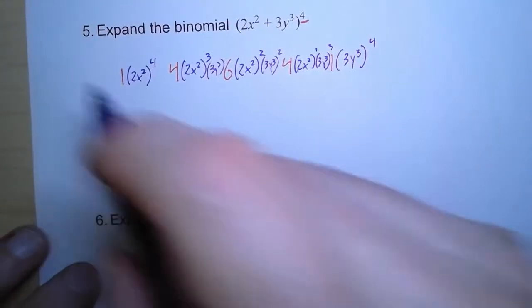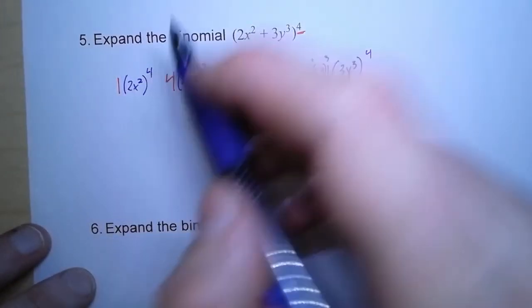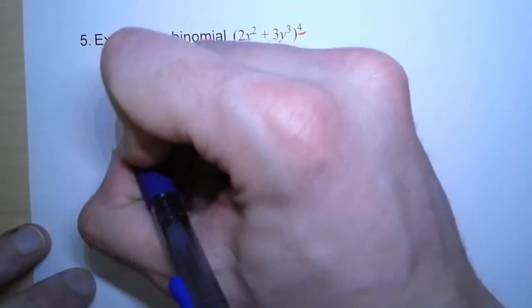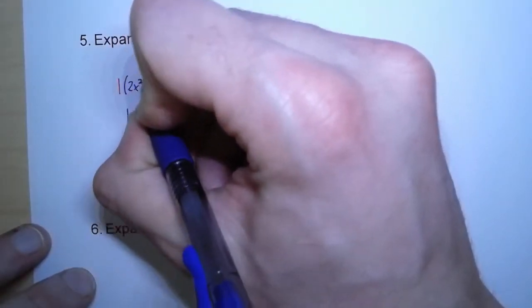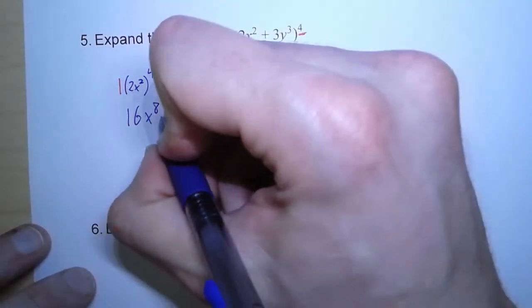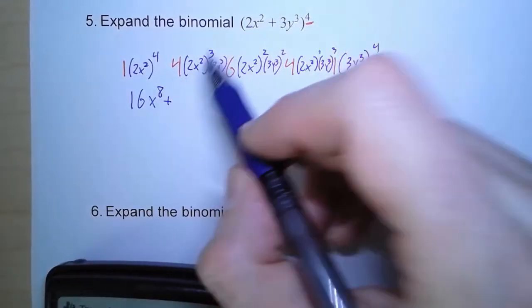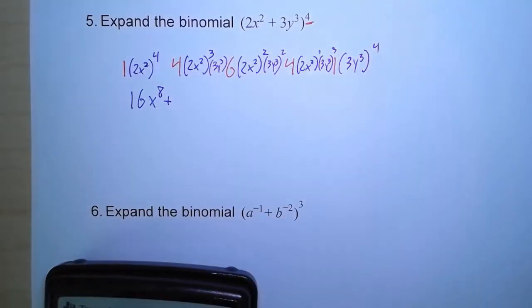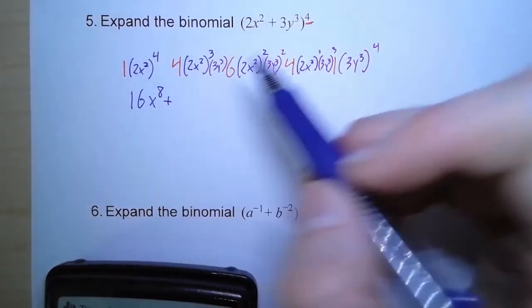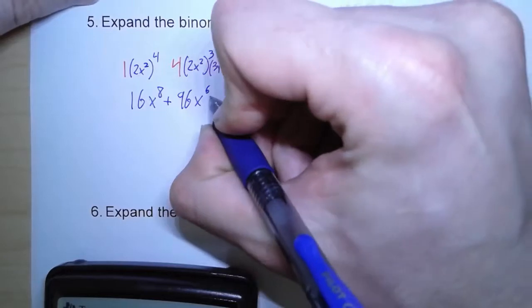So this exponent of 4 distributes to the 2 and the x squared. So 2 to the fourth is 16. X squared to the fourth is x to the eighth, because we multiply exponents. We have 4 times 2, which is cubed. So 4 times 2 to the third times the 3 that's also there. So this is 96, x to the sixth, y cubed.